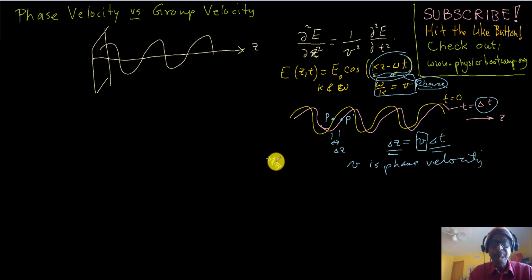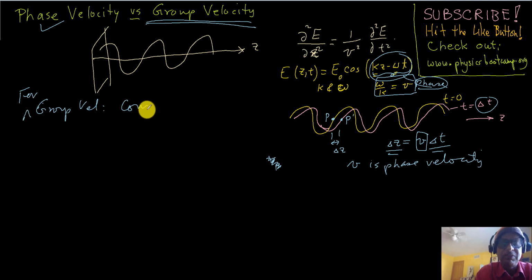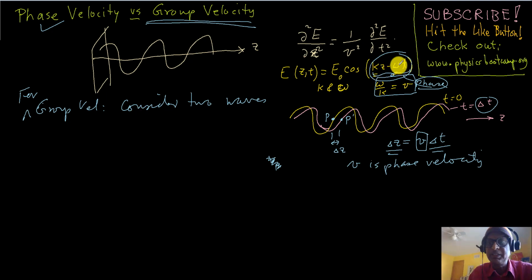All right, so what is the group velocity then? In order to show that, we're going to have to consider two waves. The group velocity doesn't depend on just one wave; we consider two waves whose omega is a little bit different from each other.